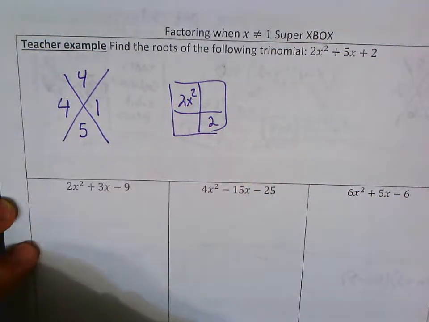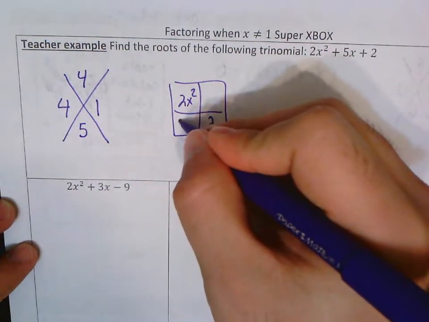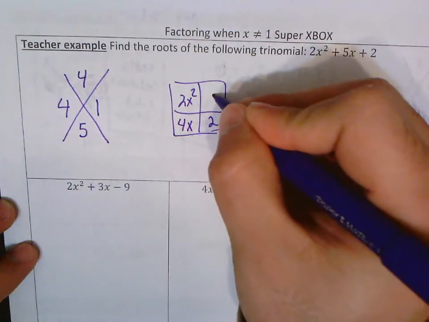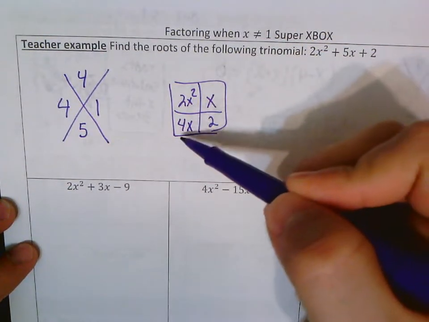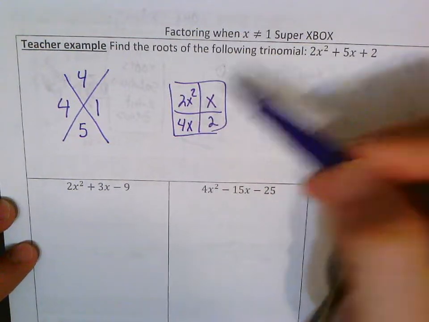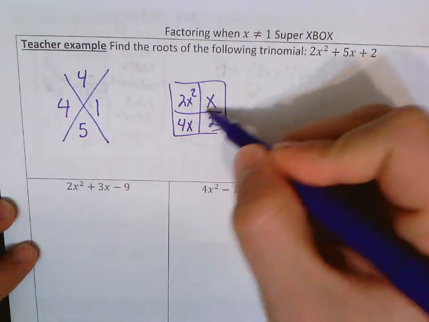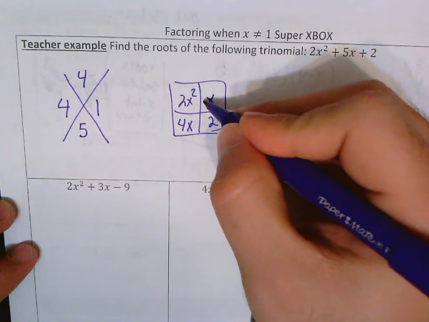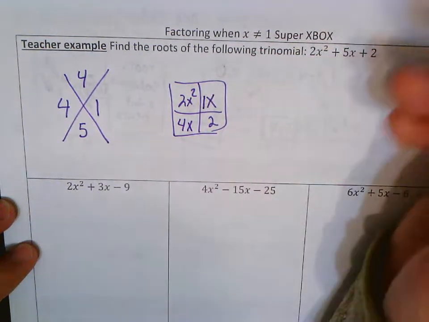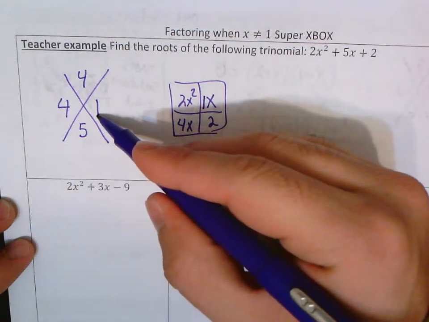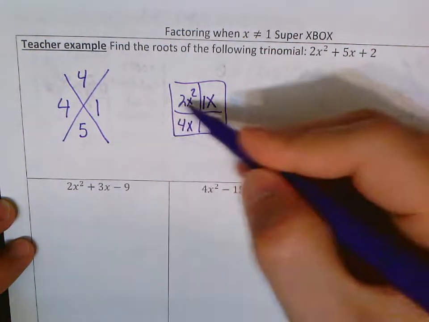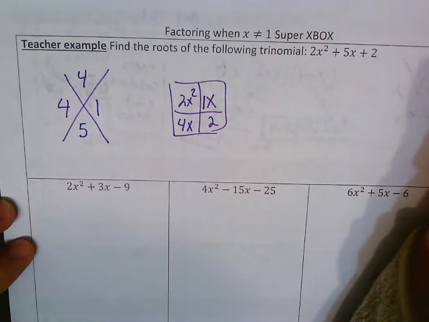Now that I have found these two magical numbers, I'm going to write them. The order doesn't matter. I'm going to write them like this: 4x and x. Do not forget the x when you write them here, so you're not confused. I'm actually going to put a 1 here just for the sake of those who get confused, like, where did that x come from? Well, that just came from here. This is 1x. That's where I got it from.